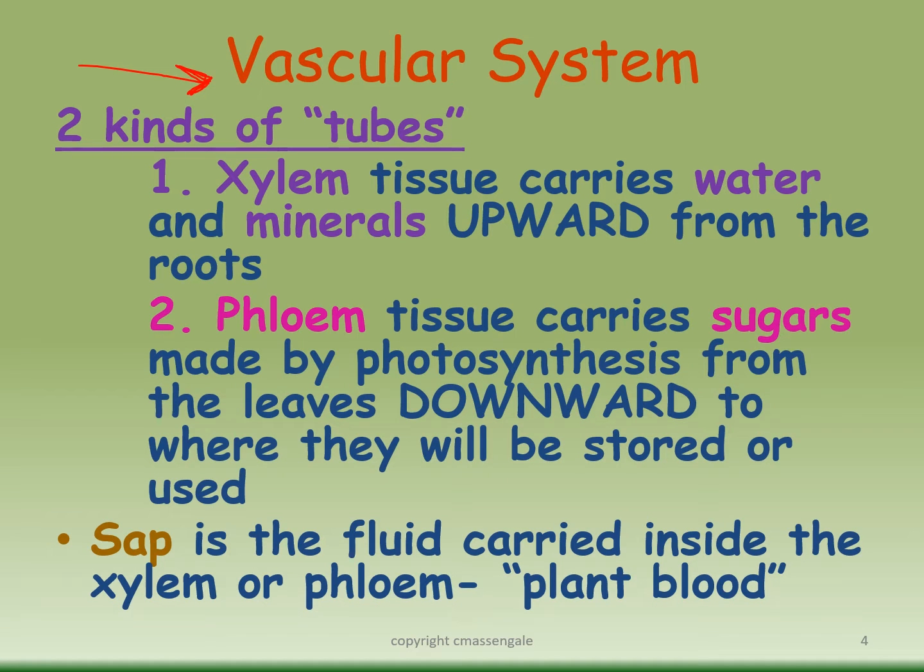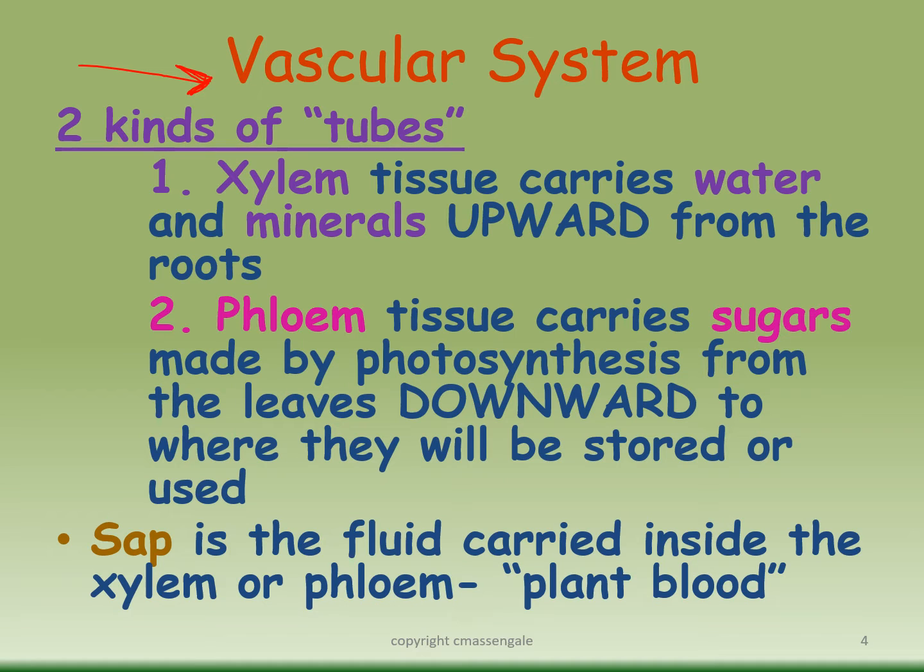And so in your body, don't look at the screen right now, just listen to my voice. In your body, you have two kinds of tubes. You have arteries and you have veins. Arteries are going to take the blood away from your heart, and the veins are going to bring the blood back to your heart. It is the same idea with plants. They have two kinds of tubes also. They're just going to be responsible for carrying two different things.